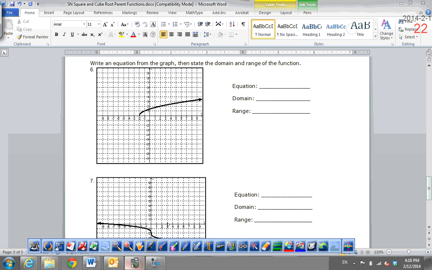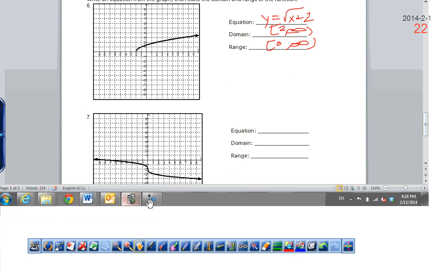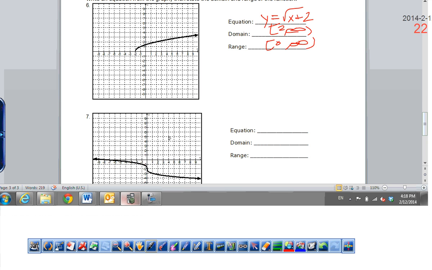All right, so our answers are going to be y equals the square root of x plus 2. The reason why is it's square root, so I need my square root, not my cube root, and then it went left 2. Domain is from 2 to infinity. My range is from 0 to infinity. I'm struggling with my infinity signs today. Sorry about that. Number 7, it's cube root.